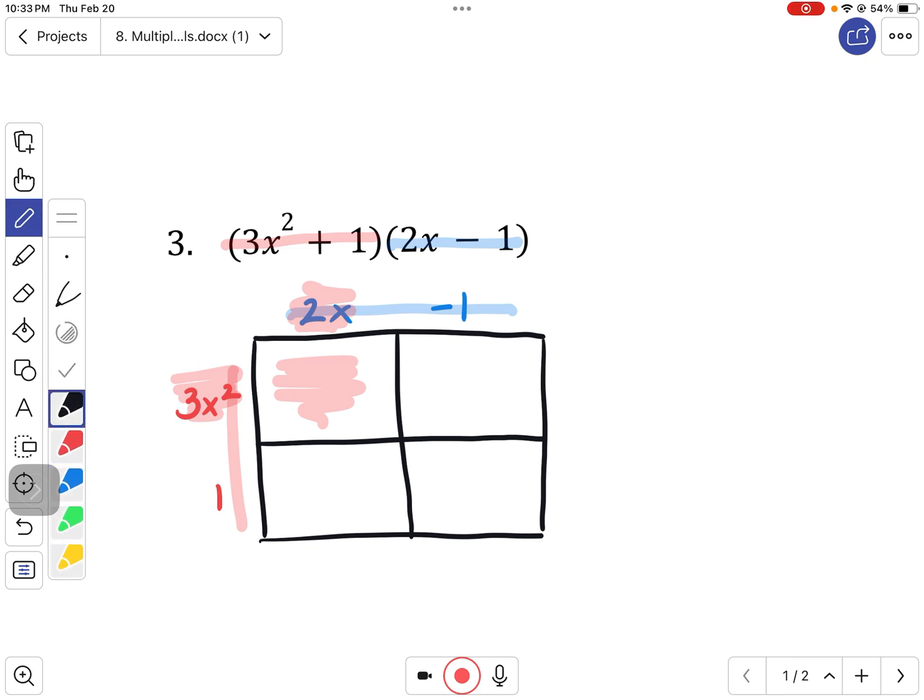3 times 2 is 6. And then I have x. I have x squared and then x to the first. There's no power there, but I can put it up there. So that's going to give me x to the third.